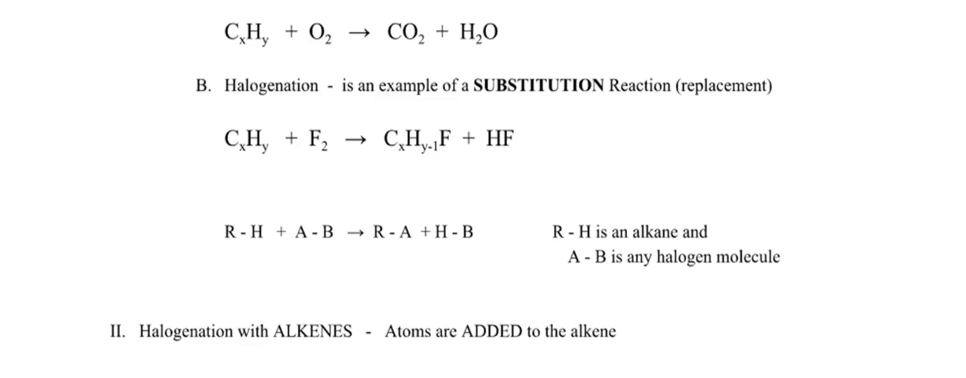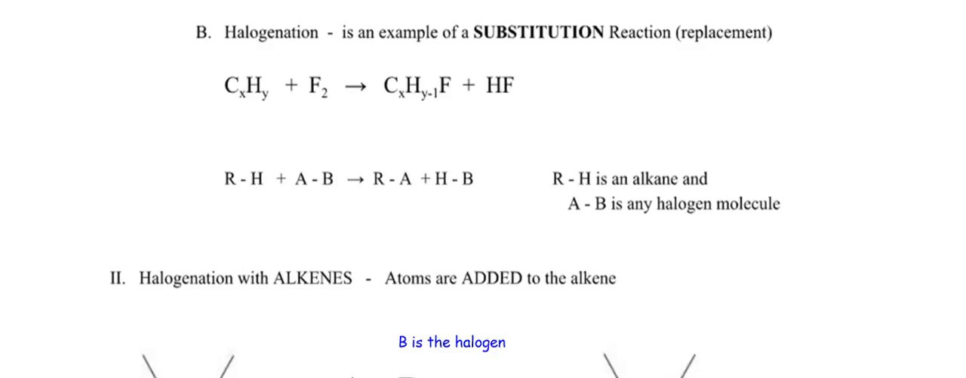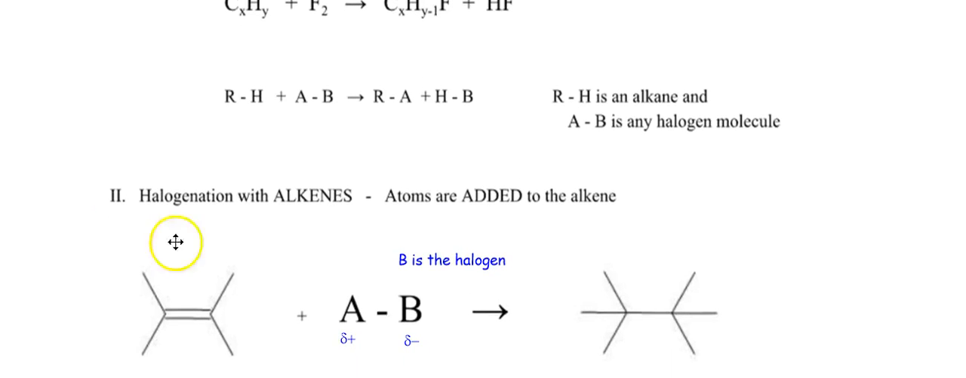Halogenation with alkenes are added, you have one product, okay? So let's see how this works. This is in general what's going to happen. Here's my alkene, and one of these is going to be a halogen, and we're going to see where both could be a halogen. But for right now, let's make our life a little easier and call B the halogen and A not.